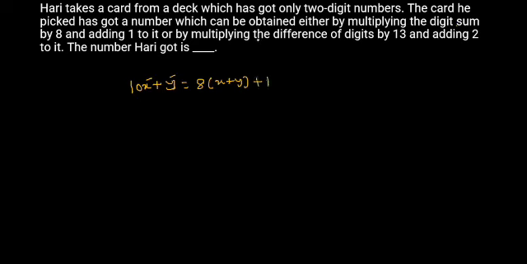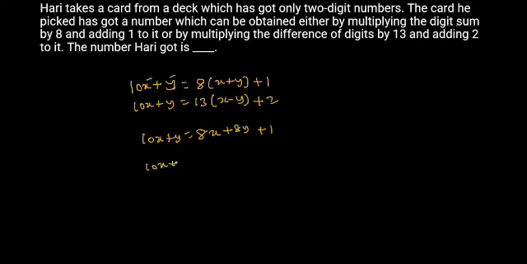Now what is the second case here? I have to multiply the difference of these two digits. The 2-digit number is 10x plus y, which is equivalent to 13 times the difference between the two digits, x minus y, plus 2. Now we will simplify this. So 10x plus y is equal to 8x plus 8y plus 1, and 10x plus y is equal to 13x minus 13y plus 2.